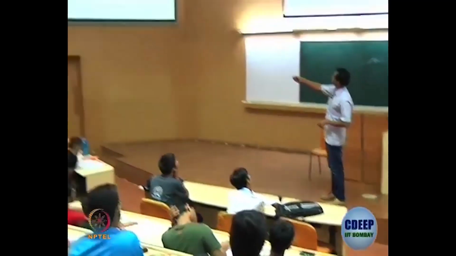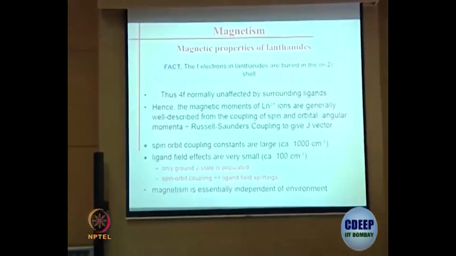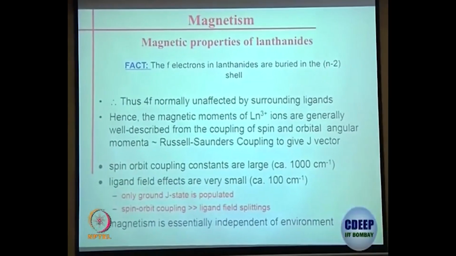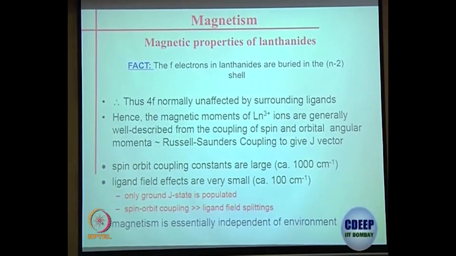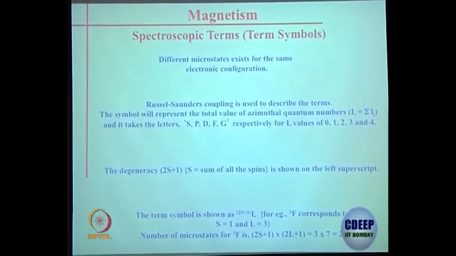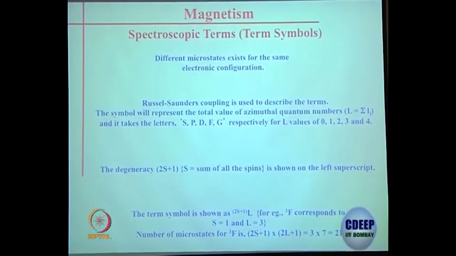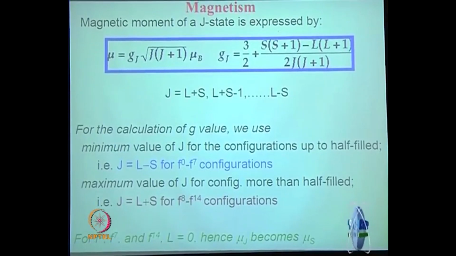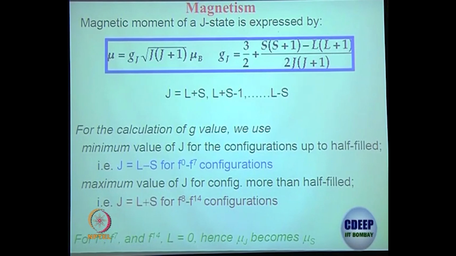Now the fact that f electrons in lanthanides are buried in the n-2 shell, so you are in for calculations. What are the calculations? Let me show you. This is the calculation. This is something I guess you have to know, if not remember. I think a lot of you know this already.